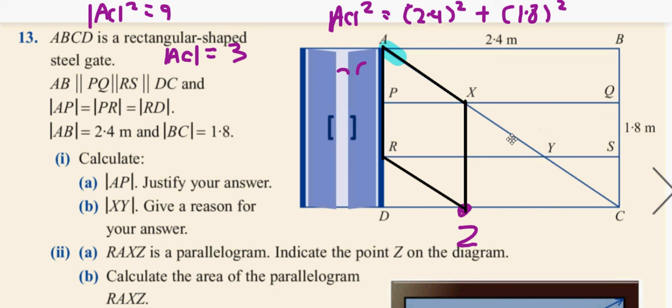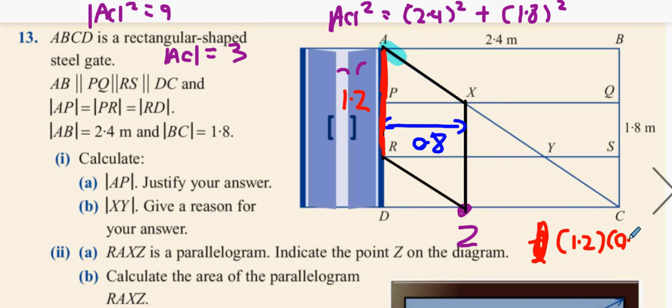Calculate the area. What's the area of a parallelogram again, lads? Base by perpendicular height. Okay? So, what is the height of the blue one? 0.8. What is the base of the red one? 1.2. So it's 1.2 multiplied by 0.8, and what do we get? 0.96 meters squared. Is that it? So we've done 9 and 13.